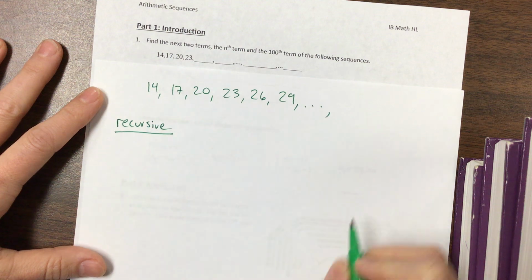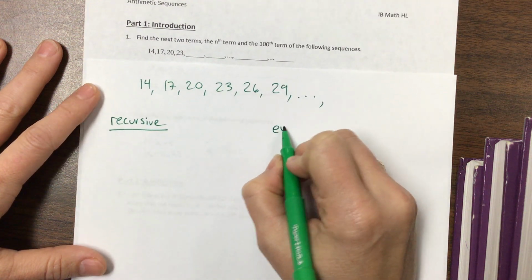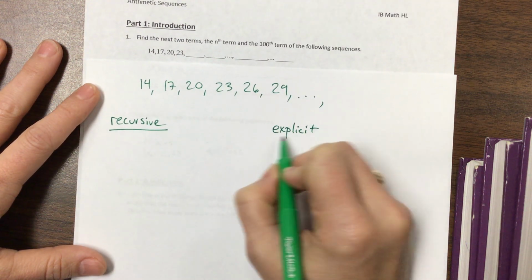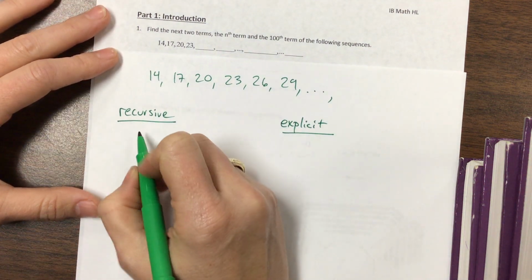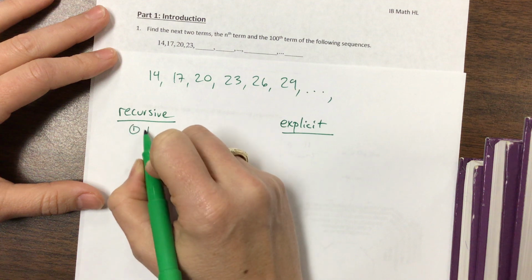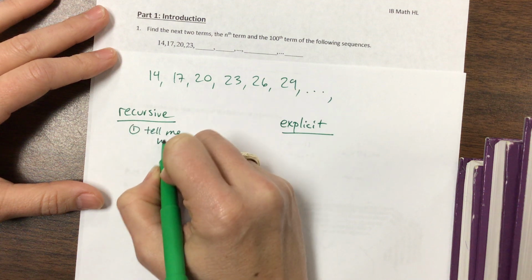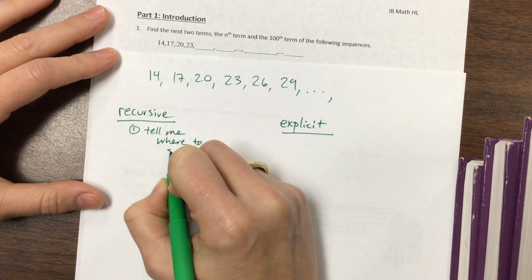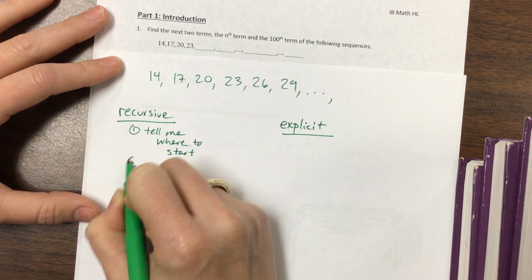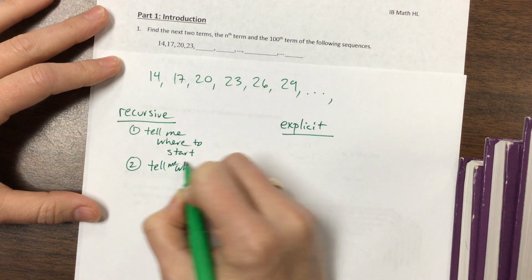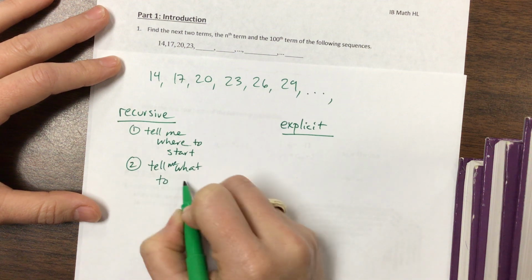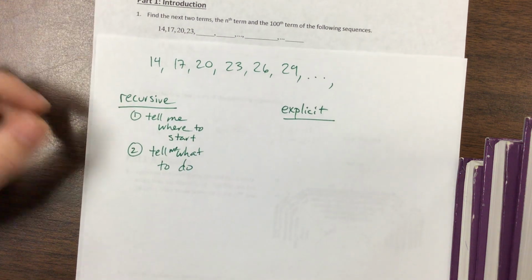we can have a recursive formula and an explicit formula. The recursive formula always requires 2 things. One, you have to tell me where to start. And two, you have to tell me what to do.